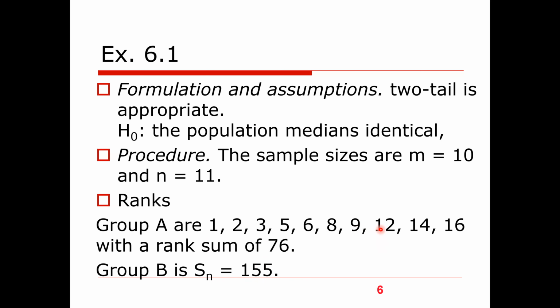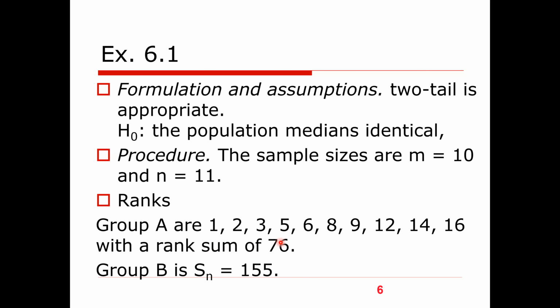So for SM, if all 10 measurements are in the first to the 10th, then SM should be the smallest, which is the sum of 1 to 10, that is 55, right? And the largest SM should be when they all rank the last, from 12 to 21, which is 165. So SM should be between 55 and 165. And our result is 76.